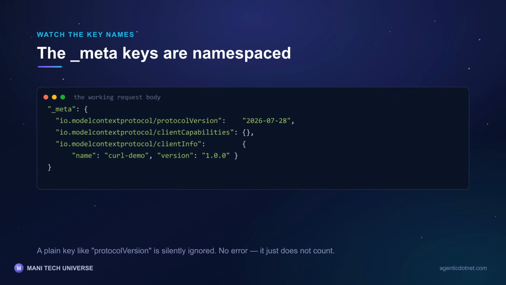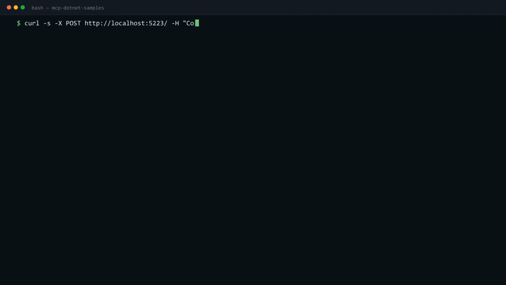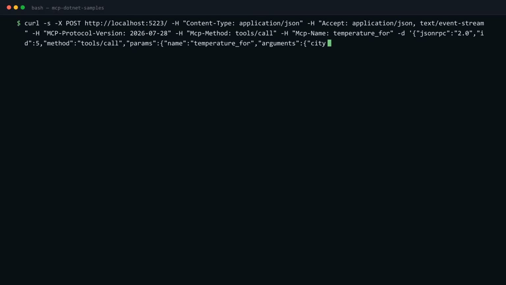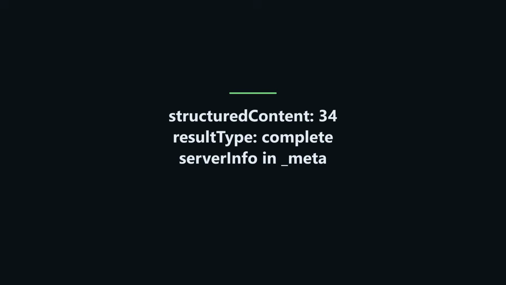So, namespace keys always. Put all 4 in, and there it is. Bear34, result type complete, and the server info in namespaced meta. That is a fully formed request under the new protocol, and it's a lot of ceremony for one integer.